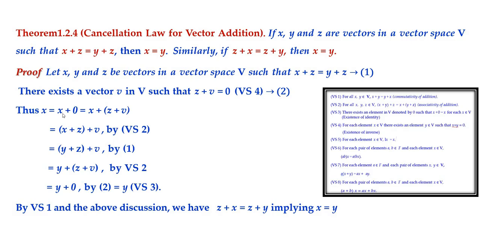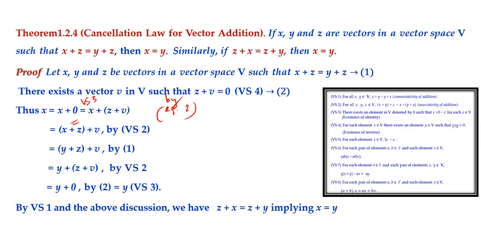Now we'll consider x, and that x is x plus 0 we can write. That is by your Vs3. This is by Vs3, and that 0 is replaced by this one, equation 2. So that 0 is replaced by equation 2. So you have 0 is replaced by this by equation 2, and this is by Vs3. This you are writing using Vs3.